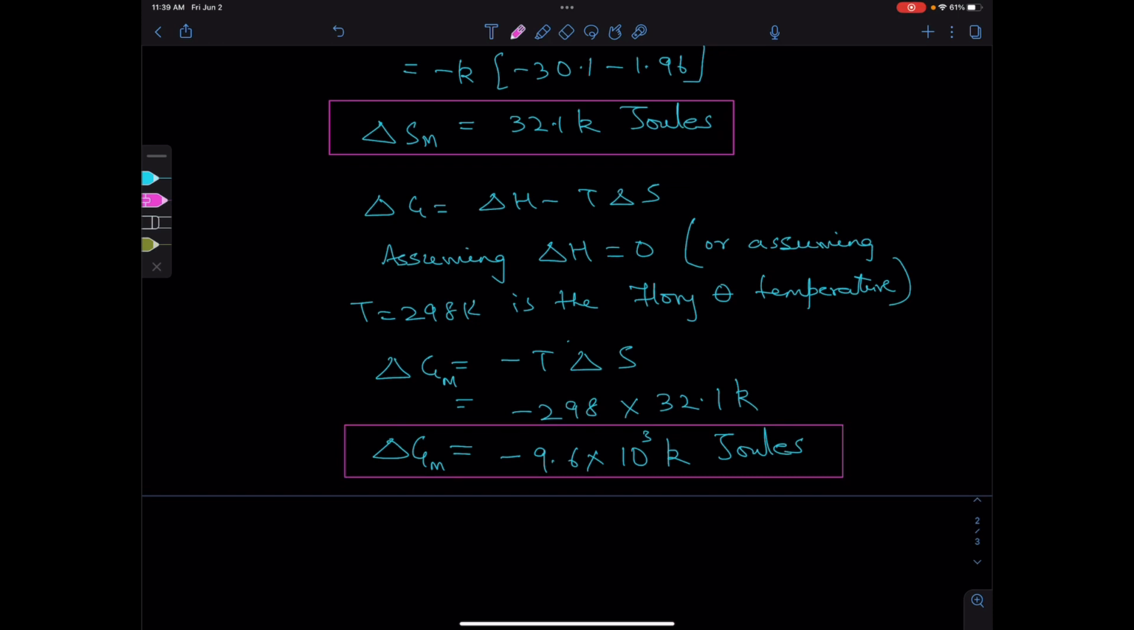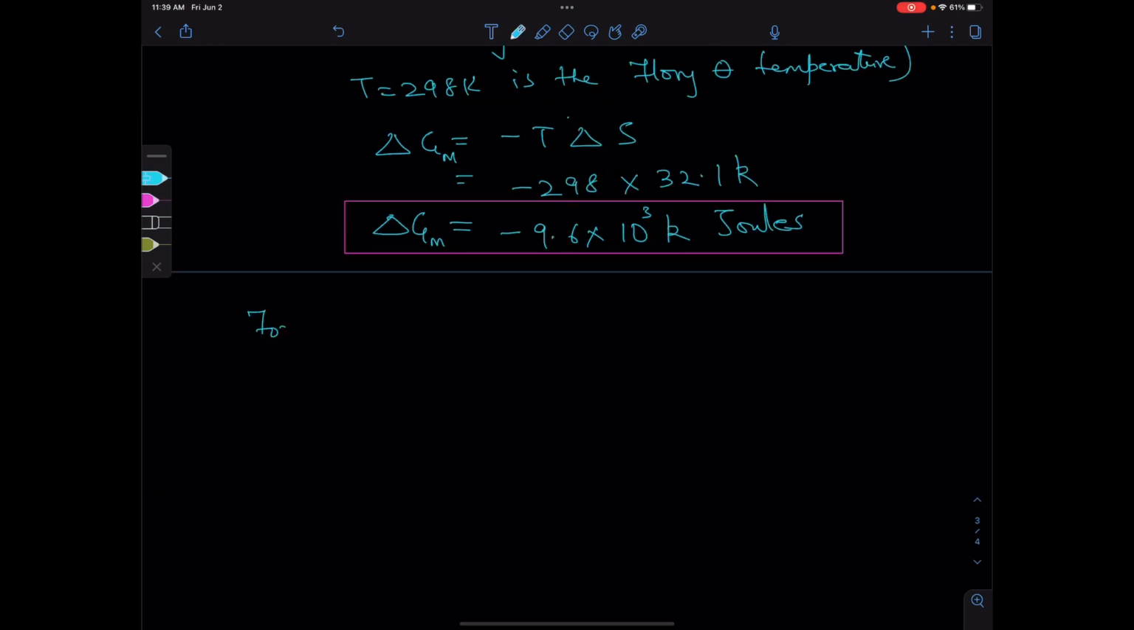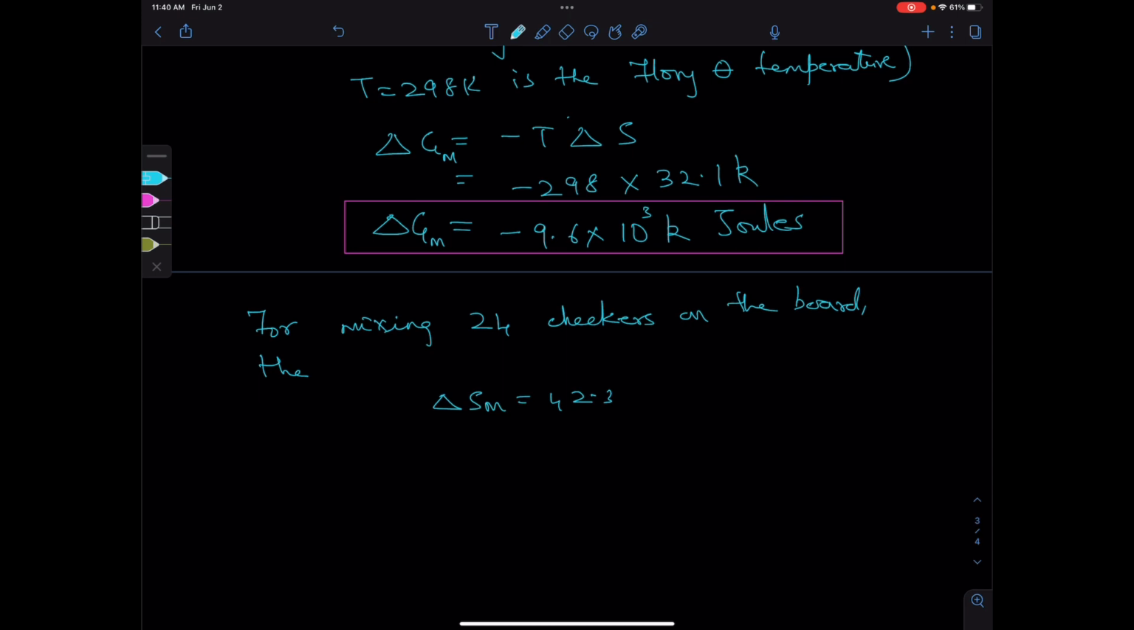So if we compare, for mixing 24 checkers on the board, the entropy of mixing delta Sm was 42.3 times the Boltzmann constant joules, and delta G was negative 13000 times the Boltzmann constant joules.